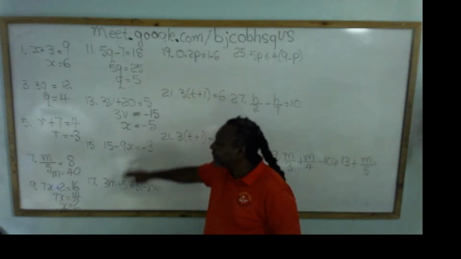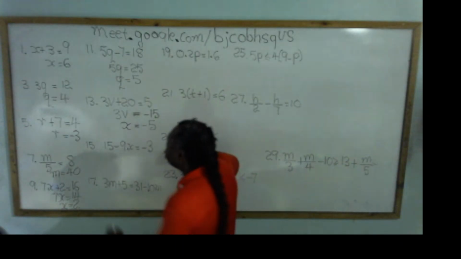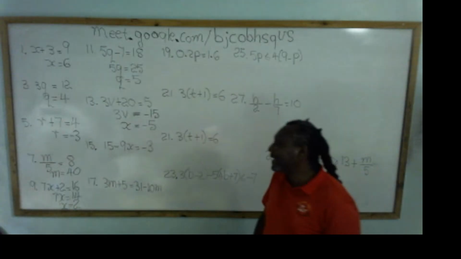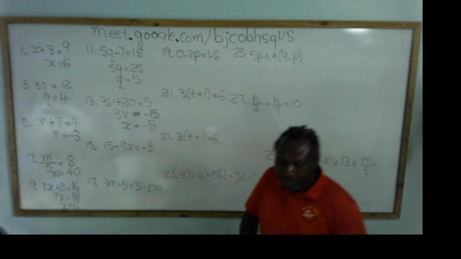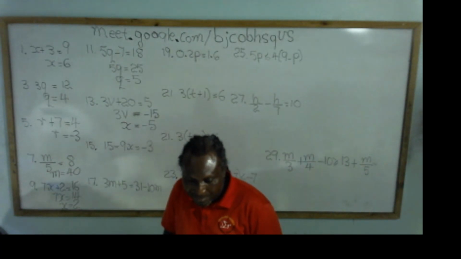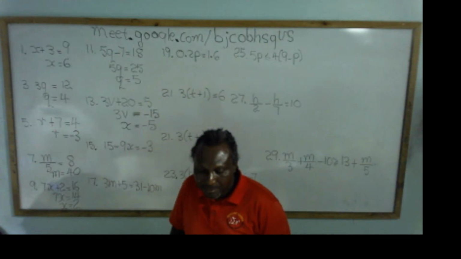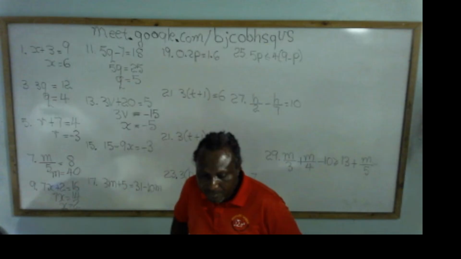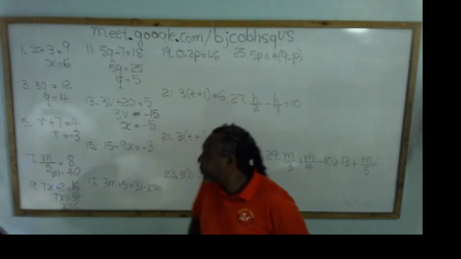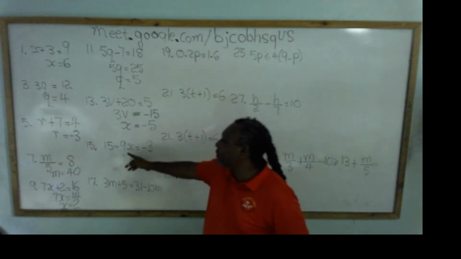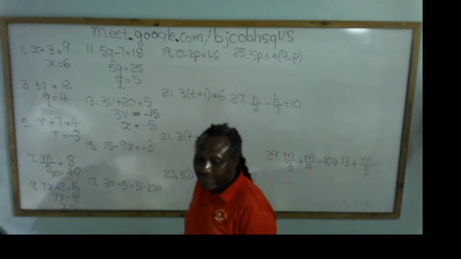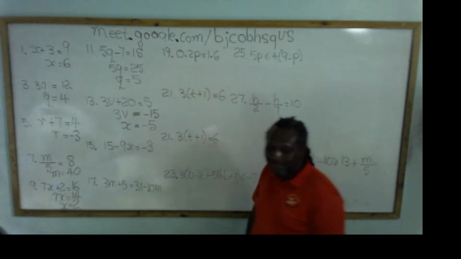Alright, so we are at number 15. Let's see what you make of it. We are making x the subject of the formula. What do we do first? That means we are solving this equation for x. What is our first move? Anybody with a suggestion?